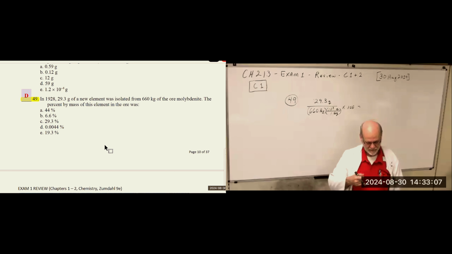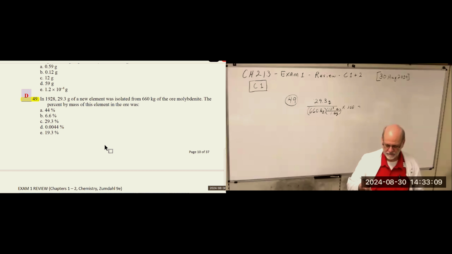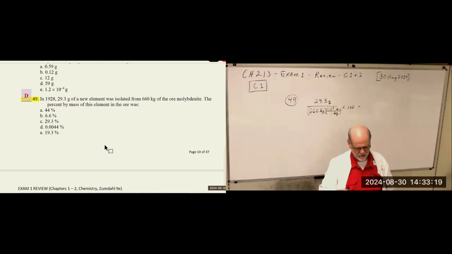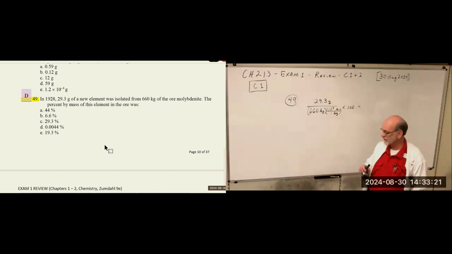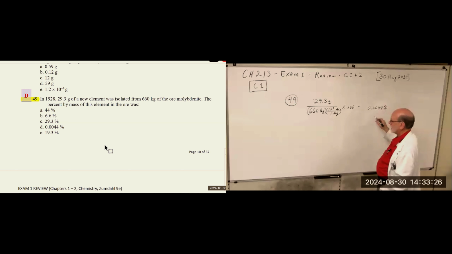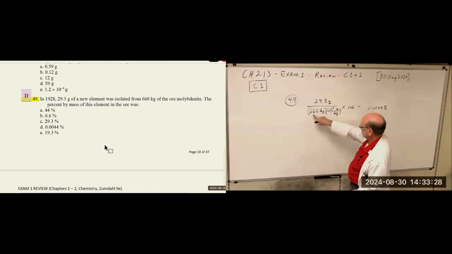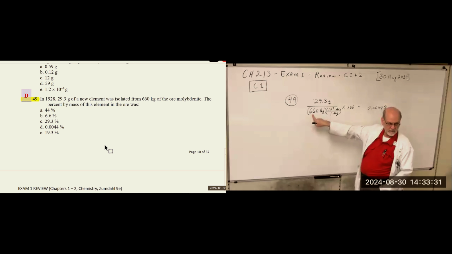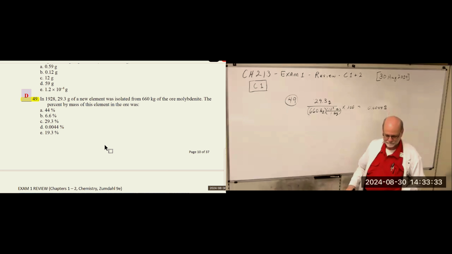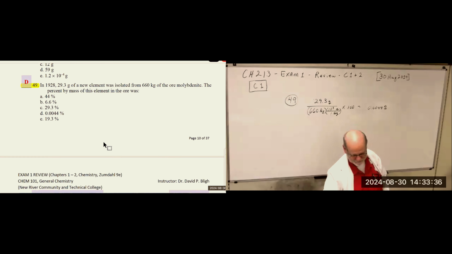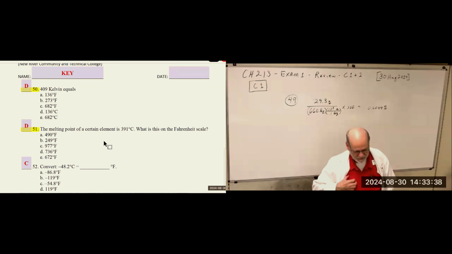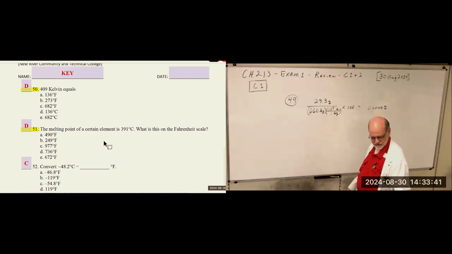This percent by mass only works if the units in the numerator equal the units of the denominator. And we should end up with 0.0044%. And that's because here, only two significant figures. We're going to look at temperature conversions.